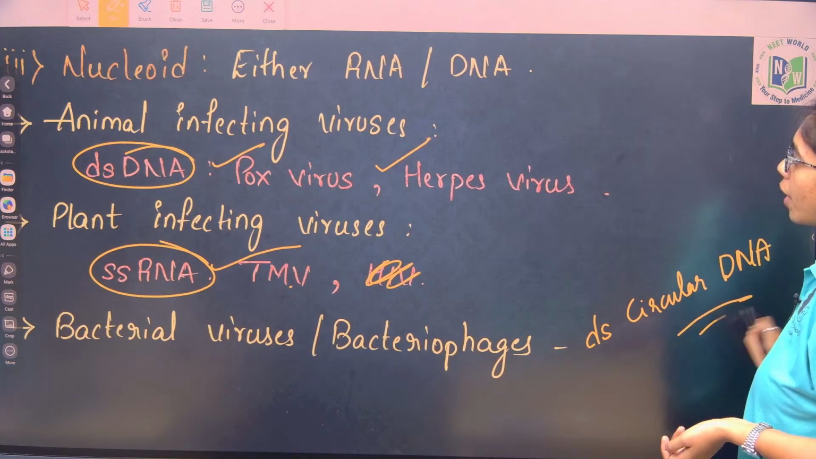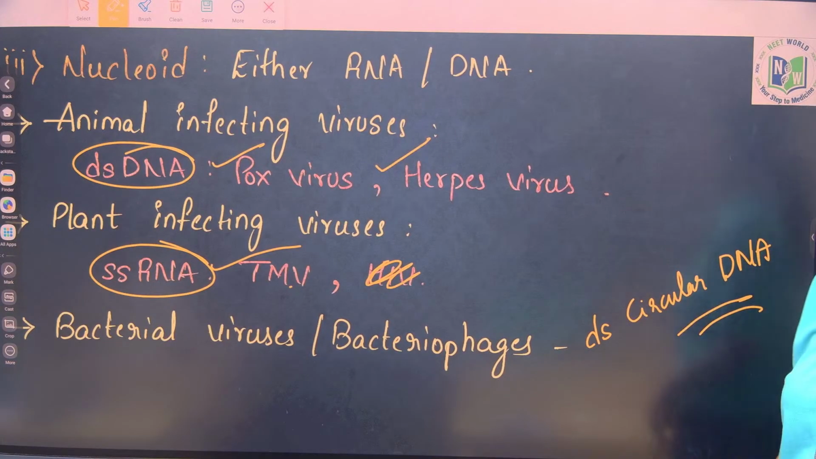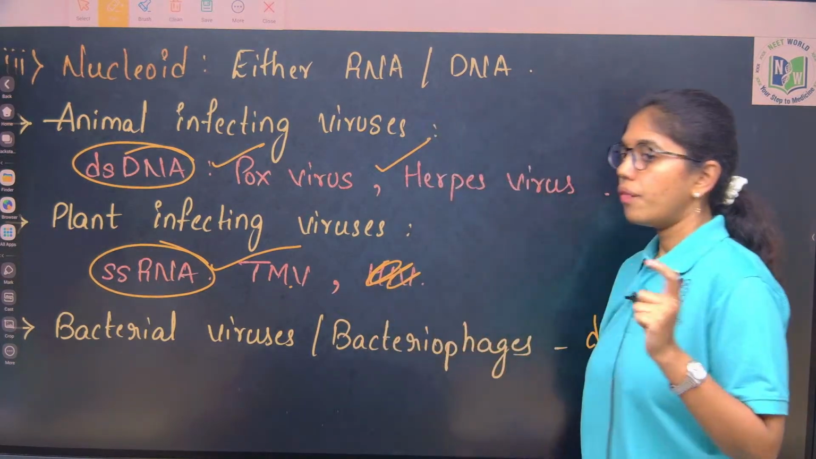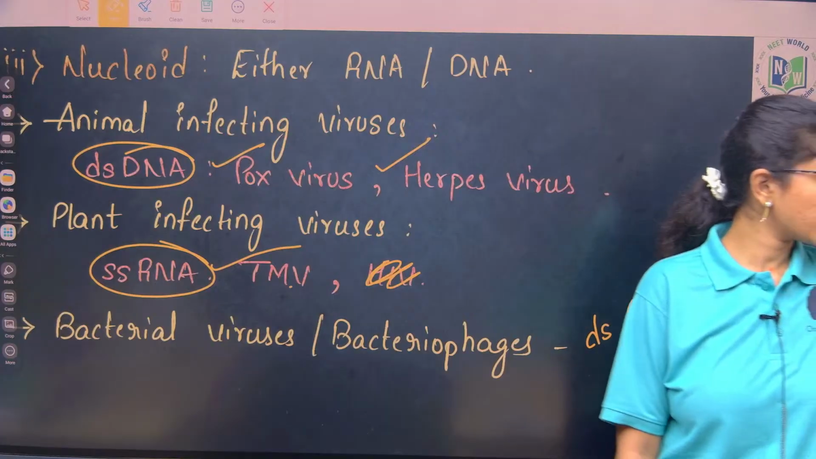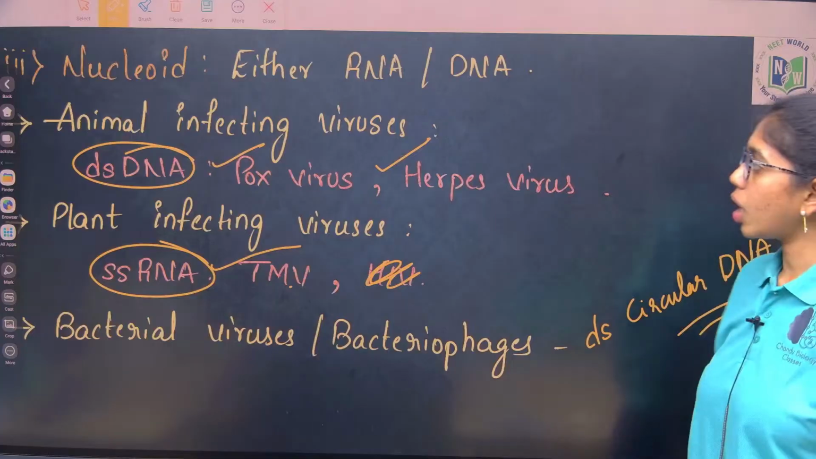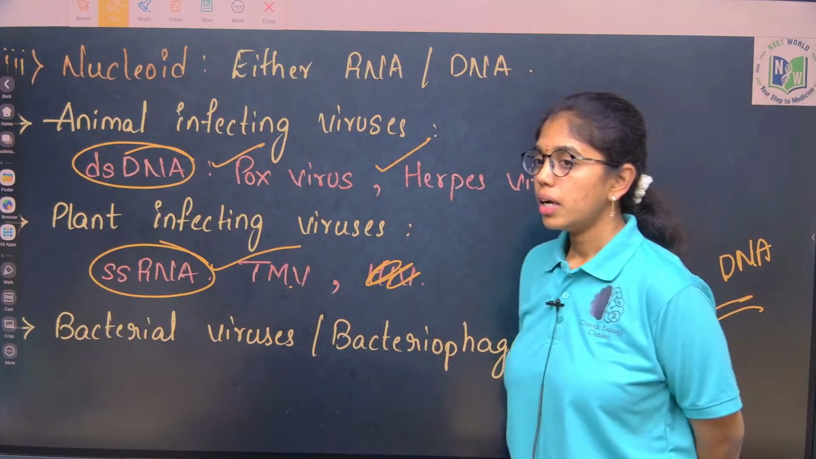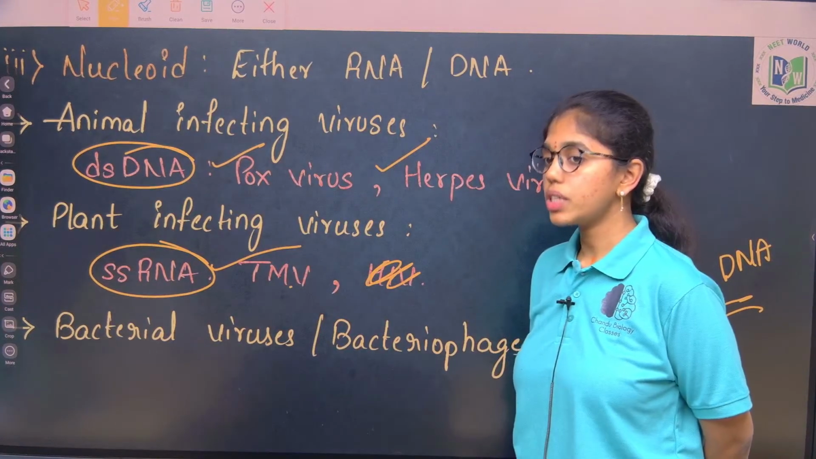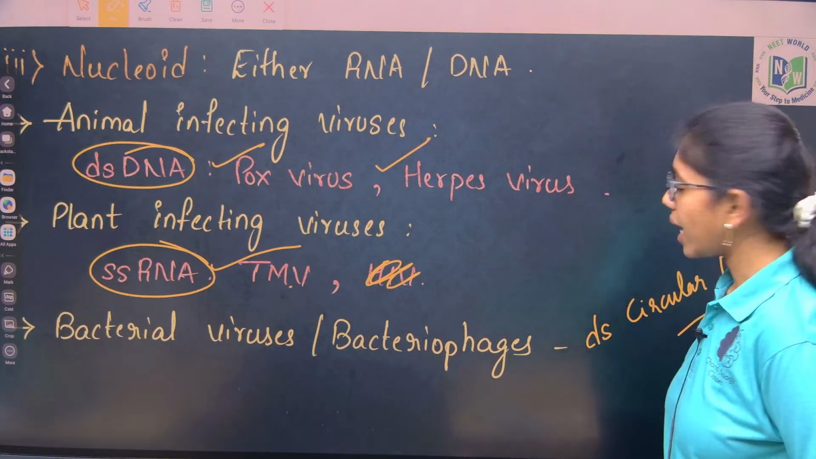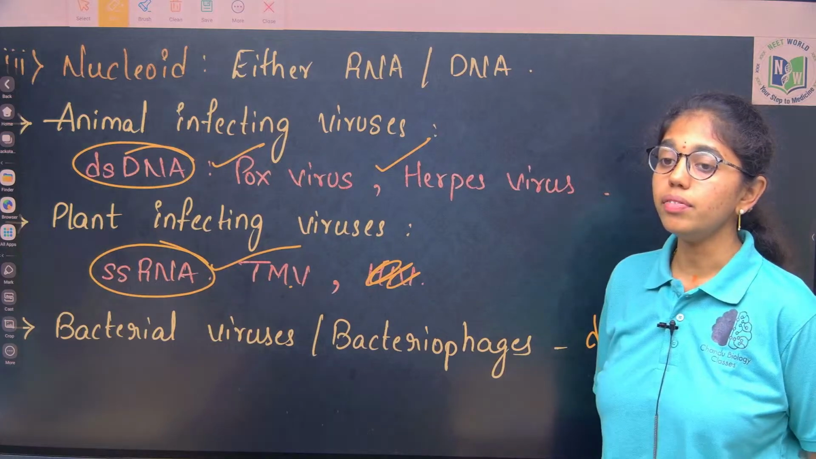Clear with the nucleoid or the genetic material? Genetic material is based on the organism it is causing the infection. Viruses which are infecting plants will have what genetic material? Single stranded RNA. Viruses which cause infection in the animals? Double stranded DNA. Viruses which cause the infection in bacteria? Double stranded circular DNA. Yes, Raghav?